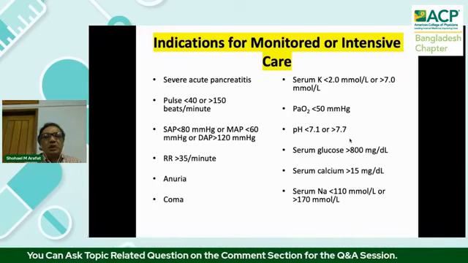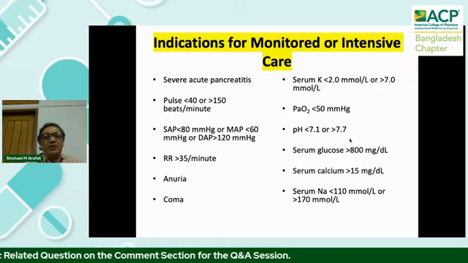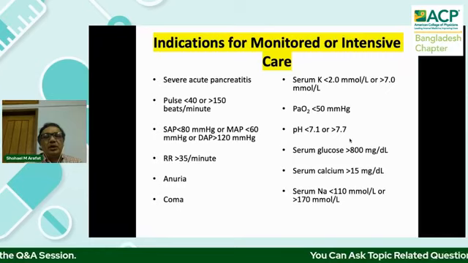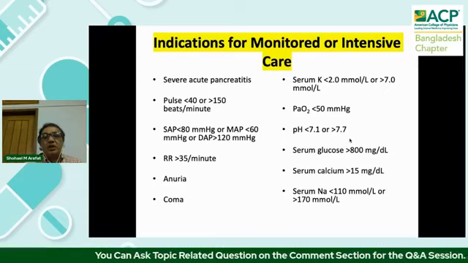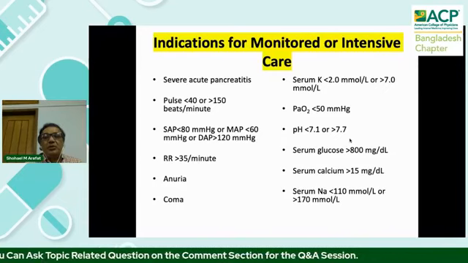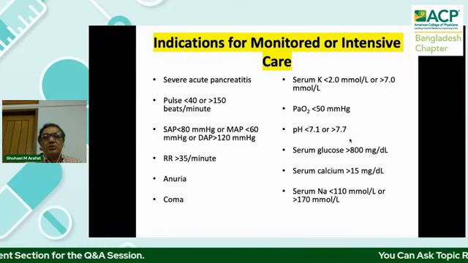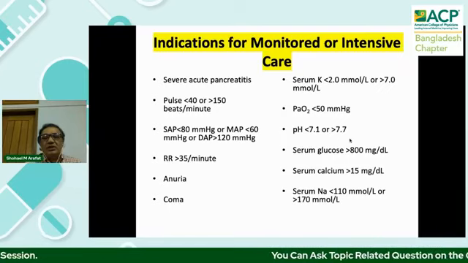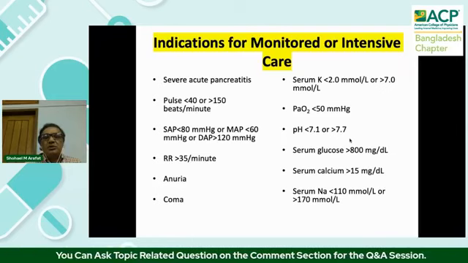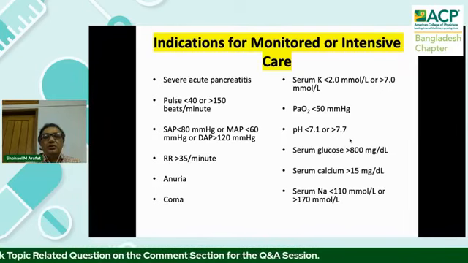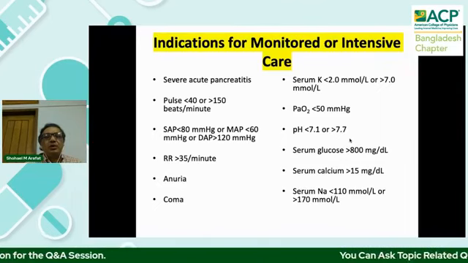And other things like pulse, systemic arterial pressure, diastolic arterial pressure, a pulse of more than 120, systolic less than 80 mmHg, and a very high respiratory rate, anuria, coma, and some metabolic causes like hypokalemia, severe hyperkalemia, hypoxemia, and pH extremes, acidosis or alkalosis, should be closely monitored. Also a very high blood sugar level, and calcium that is severely low or high. So any sort of metabolic derangement which might threaten the patient's life, they should be admitted in ICU or in a step-up HDU setup or monitored bed.